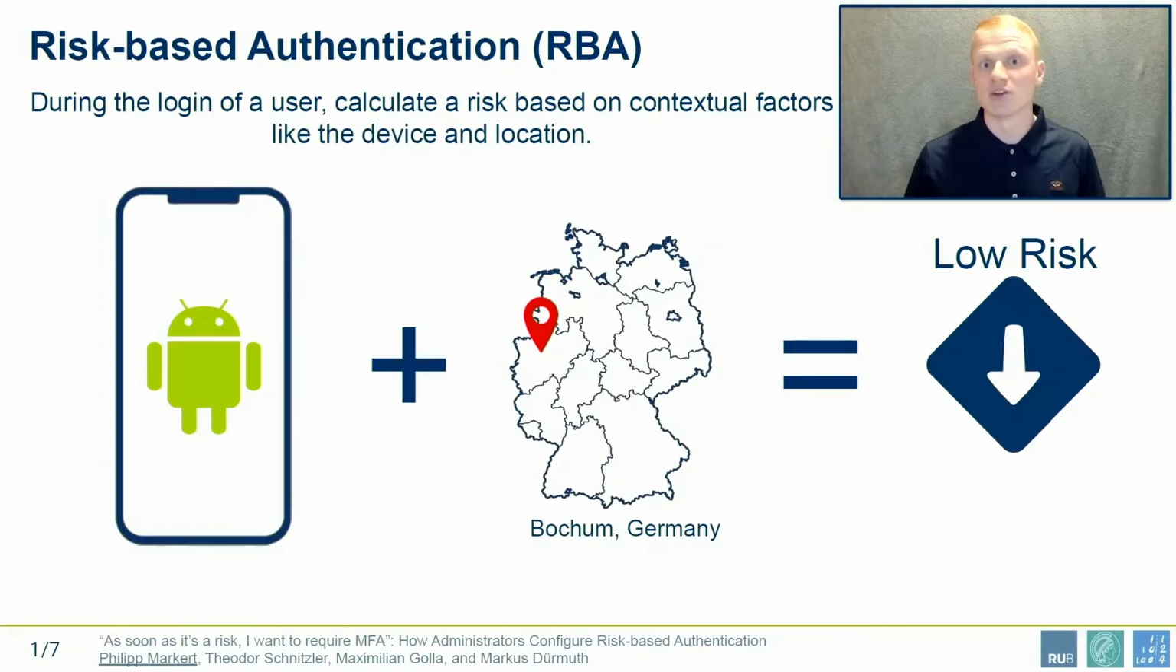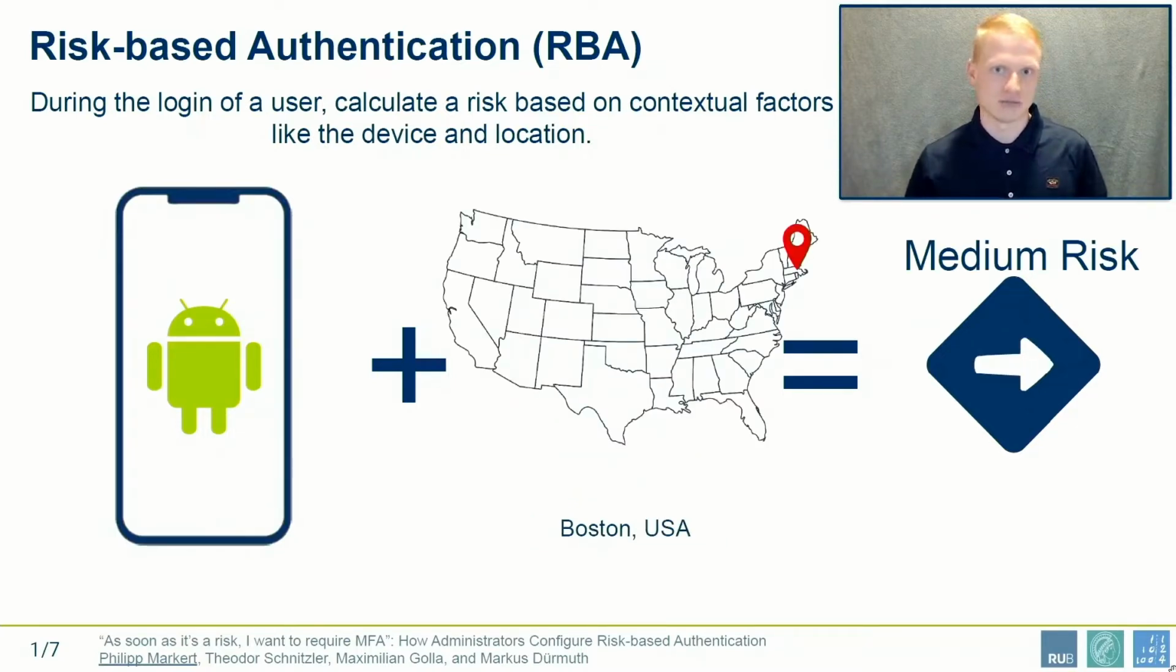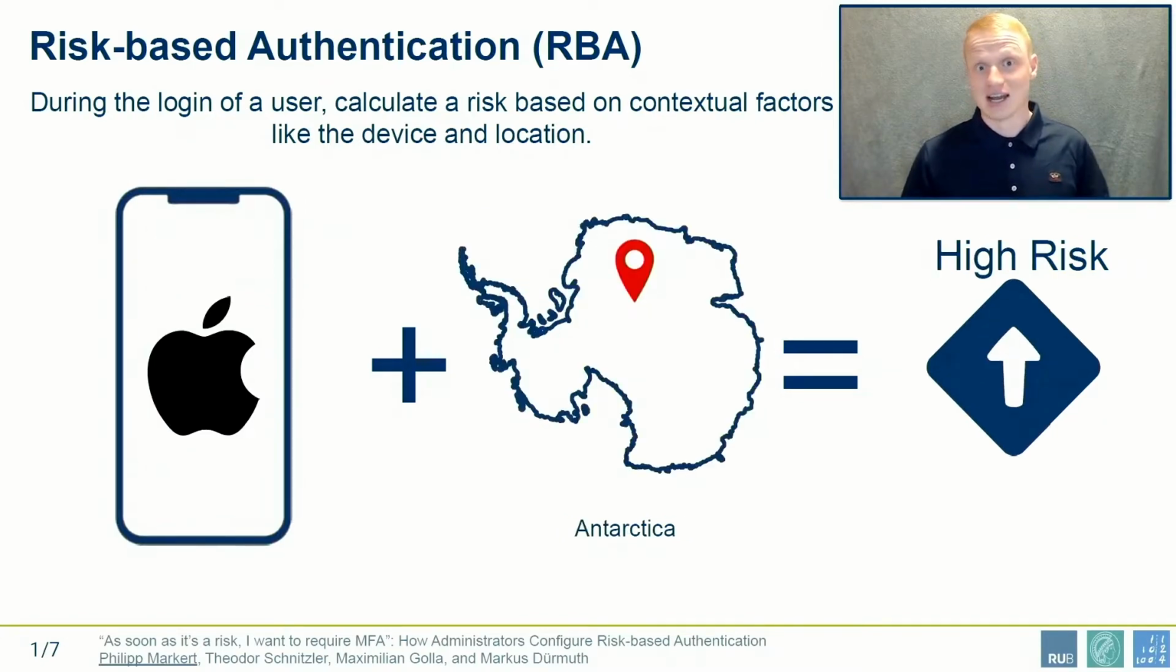Now let's assume I would have been able to travel to Boston. I would have taken my device with me, and the only thing that differs is the location, so a medium risk. A little thought experiment, someone with my login credentials logging in on an iOS device in a research station in the Antarctica, that might be associated a high risk. This login is completely strange and there's nothing usual about it at all. So this is risk-based authentication, or at least the basis of it.